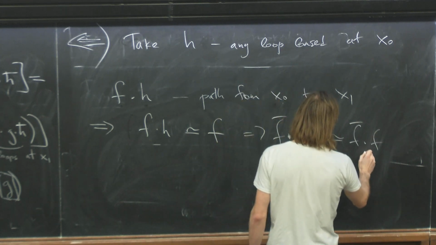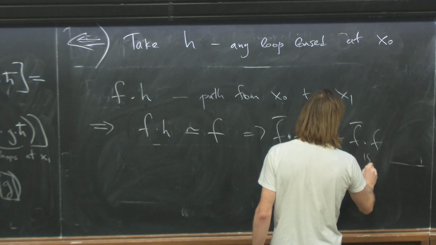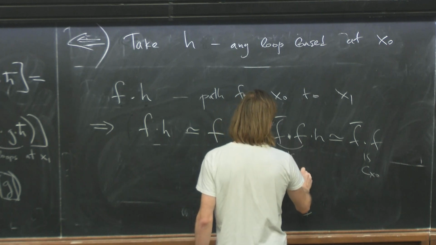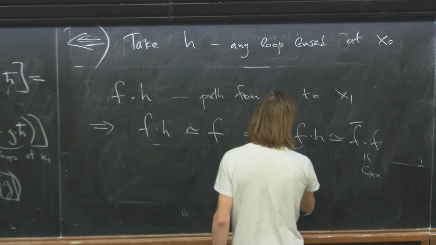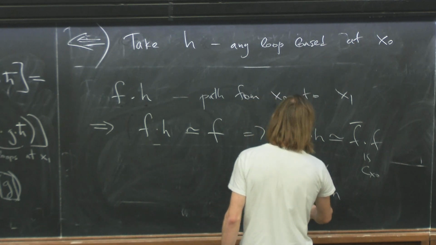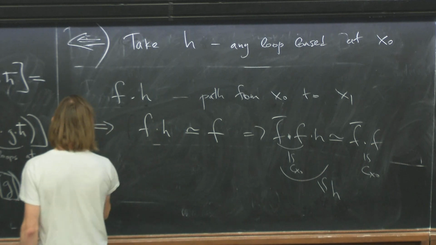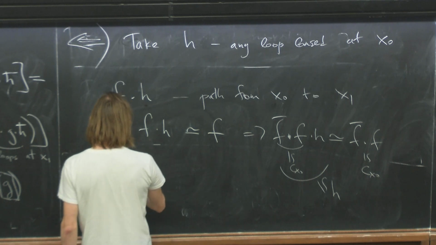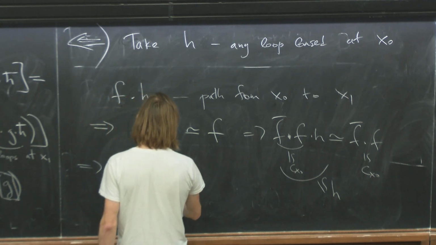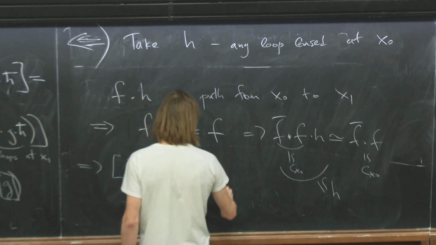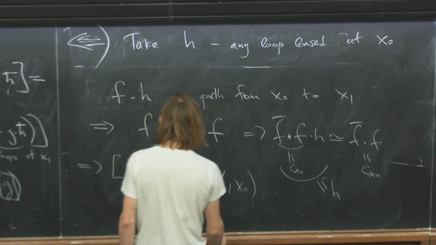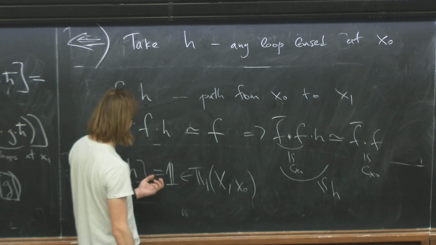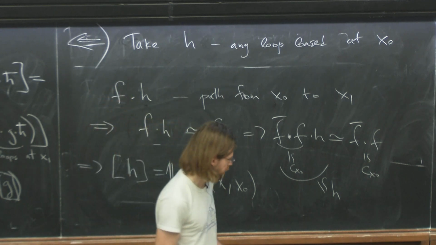And we know that this is homotopic to a constant path. And this is also homotopic to a constant path. And this is homotopic to itself. So this means that H is homotopic to a constant path. And this means that H represents a trivial element in the fundamental group with base point at X0. But H was an arbitrary loop, so we showed that the class of an arbitrary loop is trivial. So this means the fundamental group is trivial.